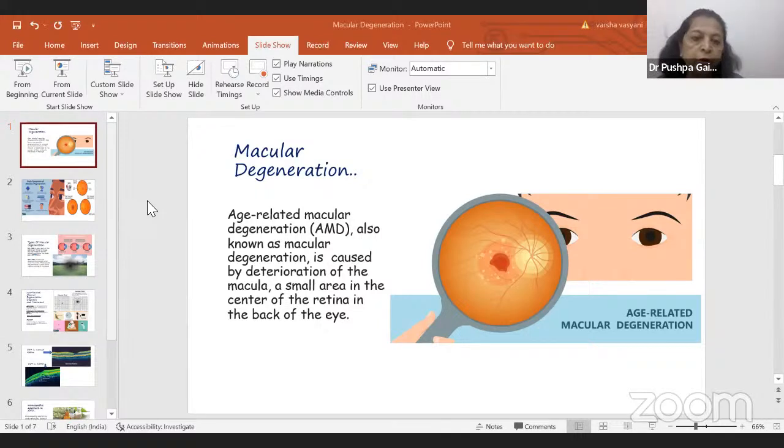So today we are going to talk about macular degeneration. It's known as age-related macular degeneration. This happens in the retina. The macular area is a small central area. In that area is the maximum vision because the maximum visual cells, known as the cone cells, are there. That's the reason this is known as the macula, and there is a degeneration of the macula. Usually it is after 60 years.